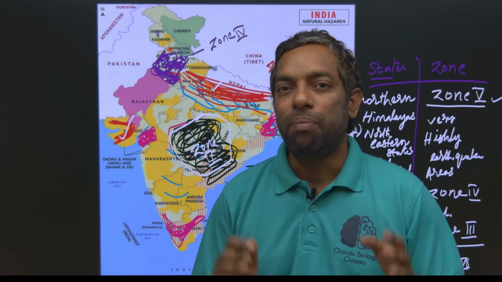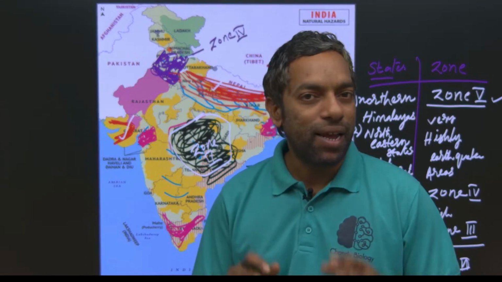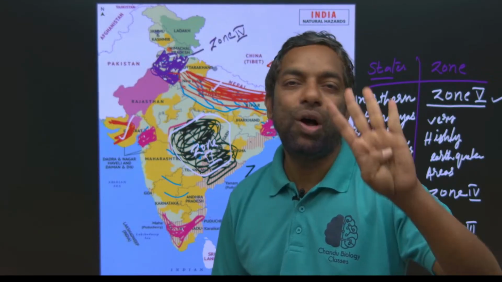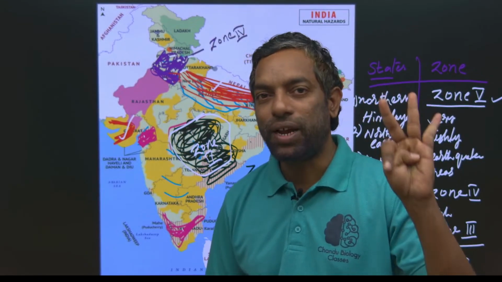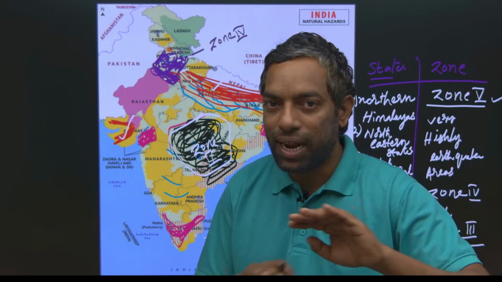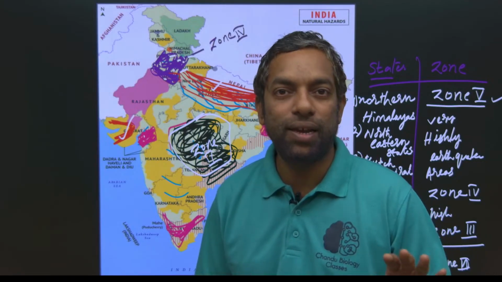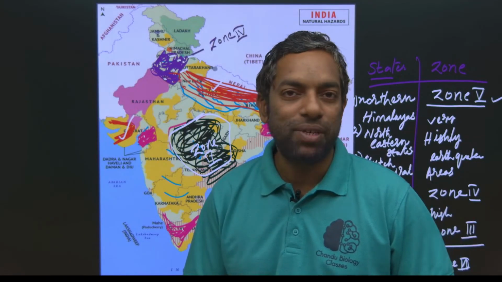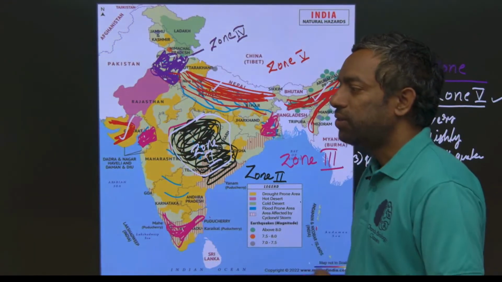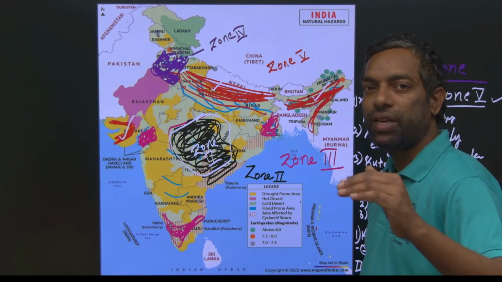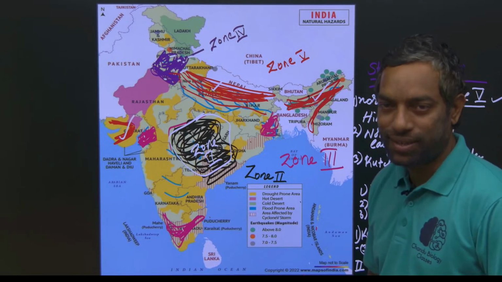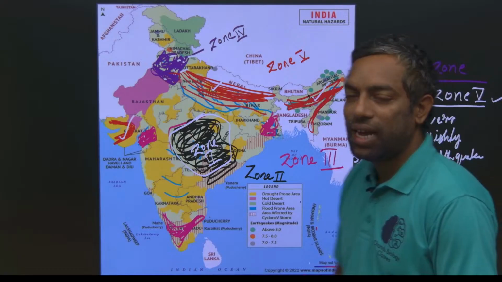Plate tectonic earthquake areas in India have 4 zones. They can ask you how many zones? 4 zones: zone 5, zone 4, zone 3, zone 2. There is no zone 1, because there is no area with no earthquake; everywhere there is sometimes an earthquake. Zone 5 is the highly intense, zone 4 is the intense, zone 3 is the moderate, zone 2 is the less. This is about the earthquake areas.